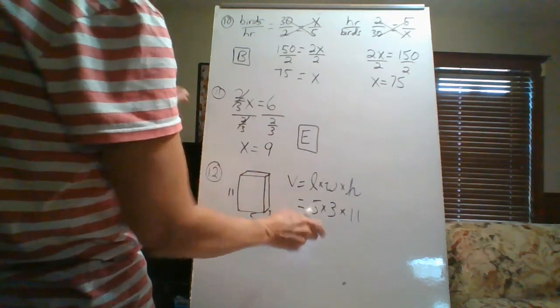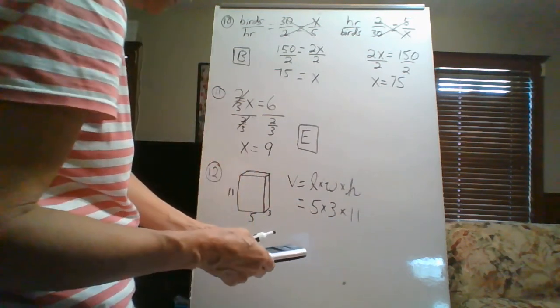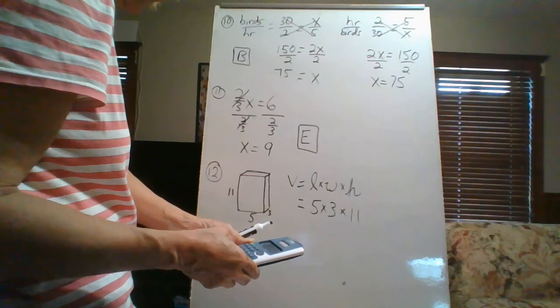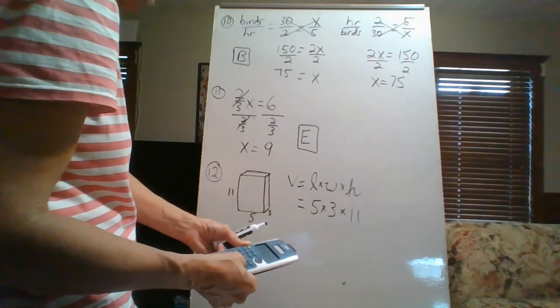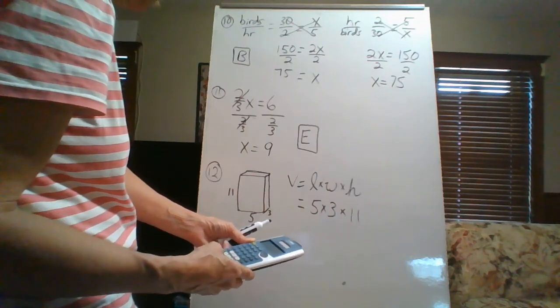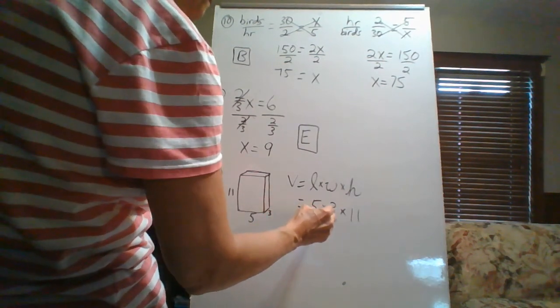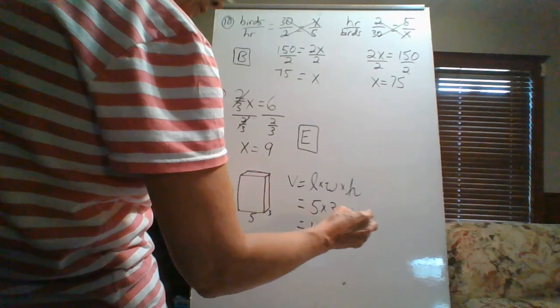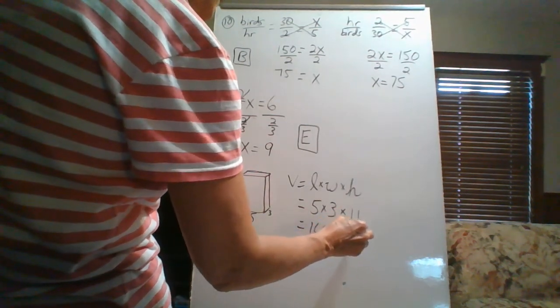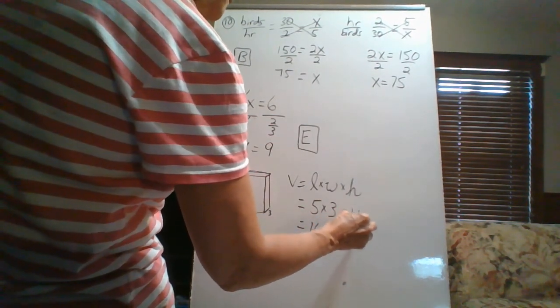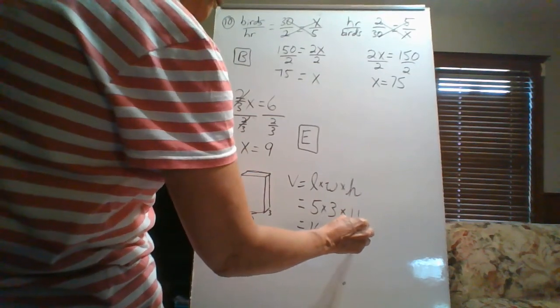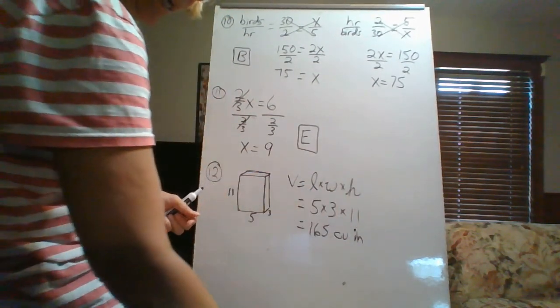So there's our 3 dimensions. So let's look at this. 5 times 3 times 11. Hey! So 165. Awesome, right? 165 cubic, because it's volume, cubic inches. Well, that's good news. Oh, but wait.